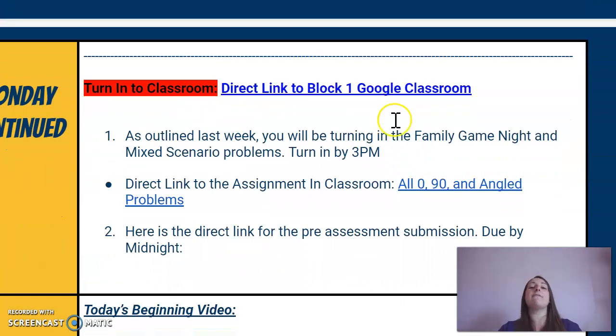Don't forget that for today, you do have the family game night and the mixed scenario problems due by 3 p.m. Don't forget that your classmates did have guest teacher problems, so you should be viewing that document to check your answers, and you should be turning in both of those documents by 3 p.m.